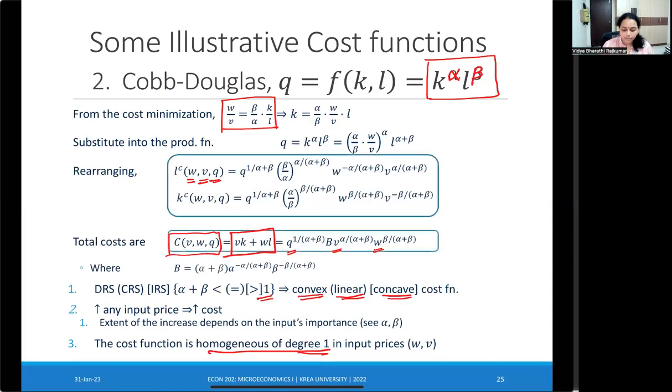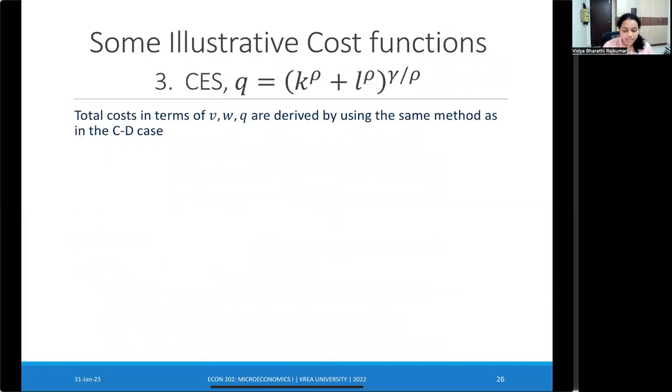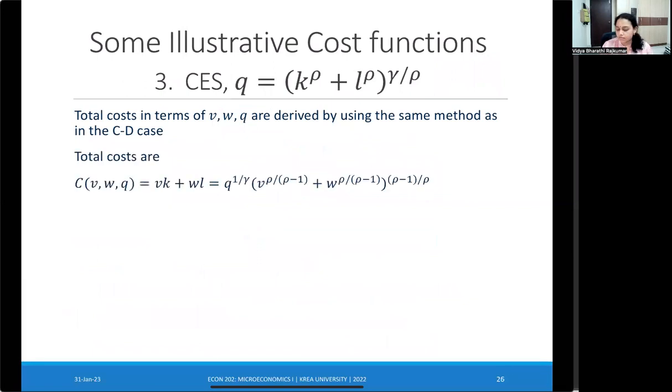The next one is for a CES function. Now I'm going to skip through all the math here. Patiently work through it. The process is exactly the same. Now the total cost function in this case is written in this manner. And the costs are now dependent on some parameter gamma and then rho.